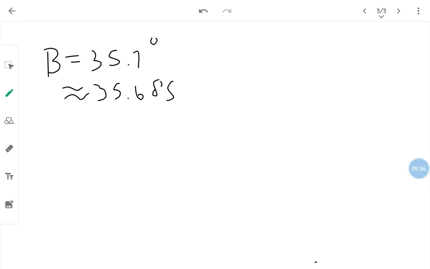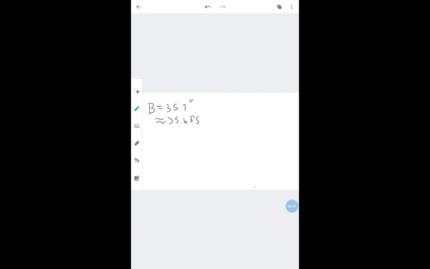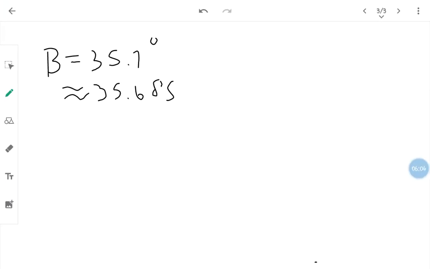Now we're going to get the other information this time. I'm looking for all the missing parts. I already know my a, my b, and my angle A. I know angle B right now. How can I get my angle C then? 180 minus 30 minus 35.7. That would be what?